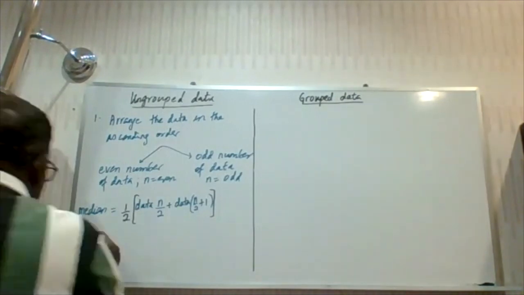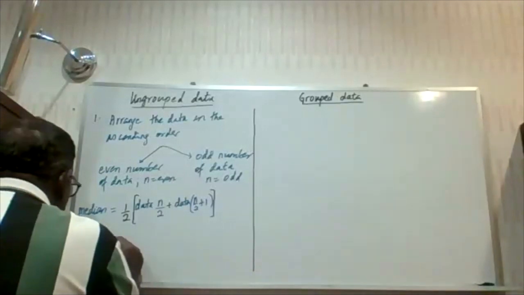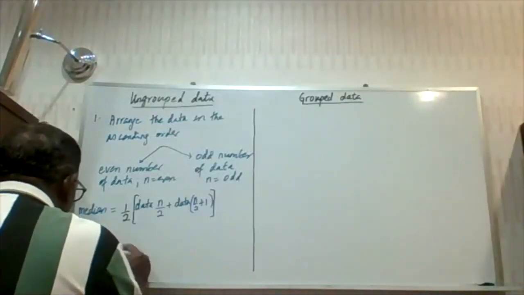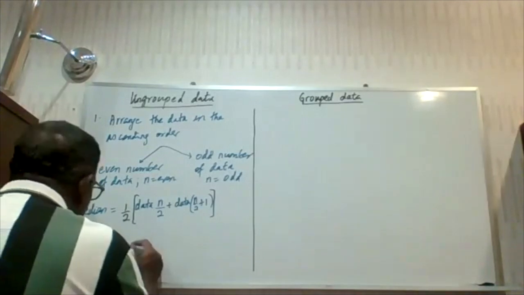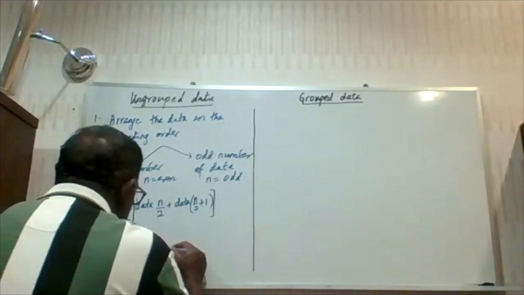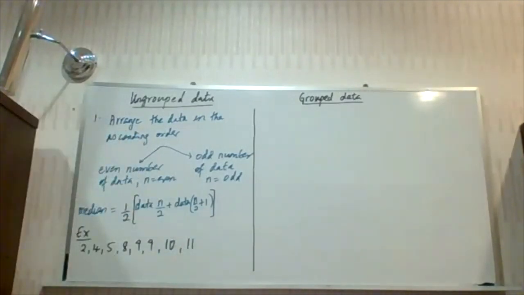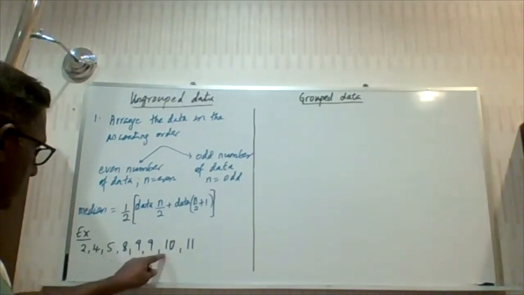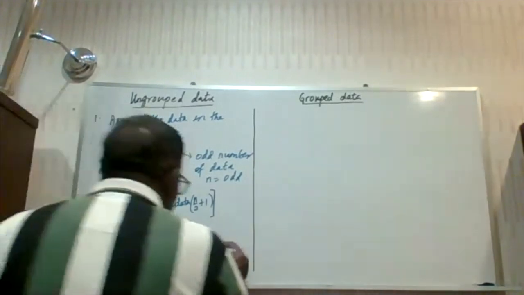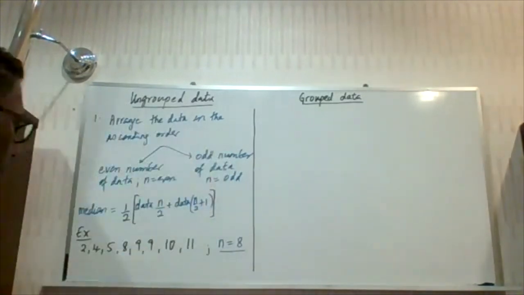So let's look at examples straight away. Let's say the data in ascending order given to you is 2, 4, 5, 8, 9, 9, 10, and 11. This is the data that is given to you, and you are supposed to find the median. So you count 1, 2, 3, 4, 5, 6, 7, 8. So my n is equal to 8, and it's an even number.